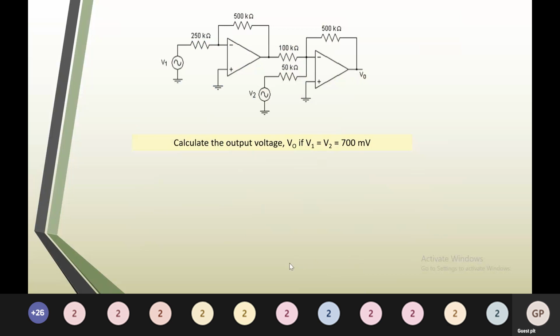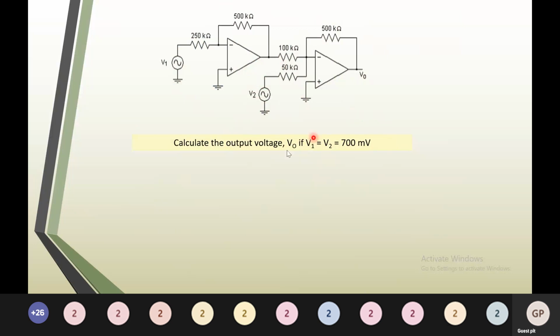Here the question is, we need to calculate the output voltage when V1 and V2 are given as 700 millivolts. What circuit is this? The first part is an inverting amplifier, and in the second part you can see two inputs going. One is an input, and the other is the output of the first section. Both go as input to the second one, therefore this acts as a summing amplifier. So the first is an inverting amplifier, and the second part is a summer.